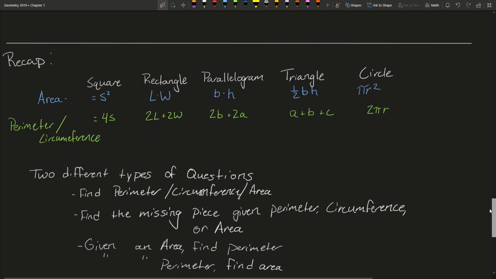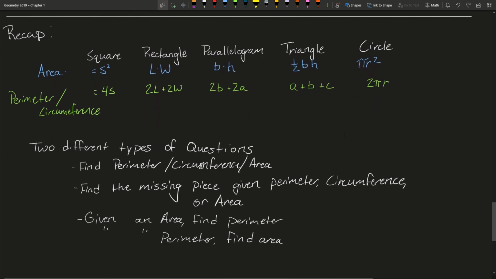As a recap, we've learned about area and perimeters of squares, rectangles, parallelograms, triangles, and circles. We also should see that there are several different types of questions using each of these equations. We can just find the perimeter, circumference, or area given side lengths or radii. We can also find the missing piece given perimeter, circumference, or area. And we can find the area or perimeter given the opposite one. And that is all there is so far for finding area, circumference, and perimeter.